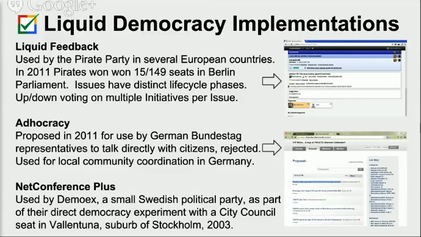I also ran across a product called NetConference Plus. I saw mentions in the literature, but I couldn't even find any screenshots, much less anything actually running. But I found a cool little book.